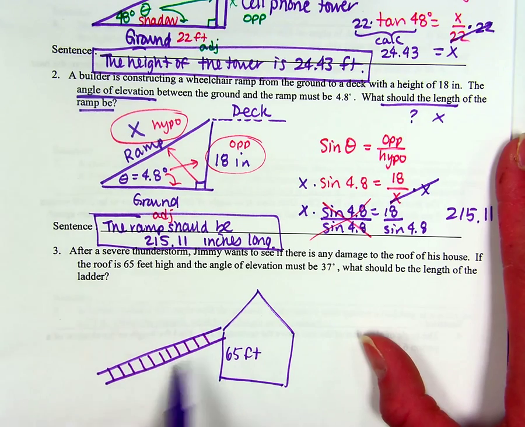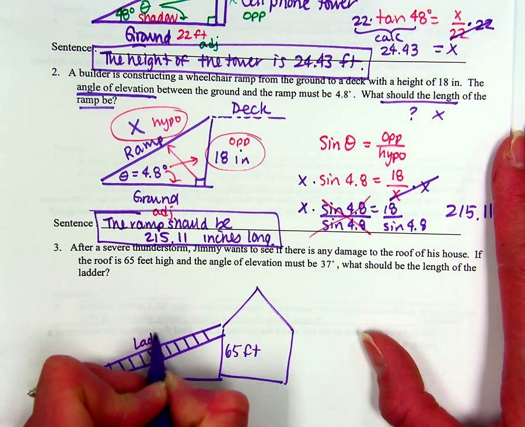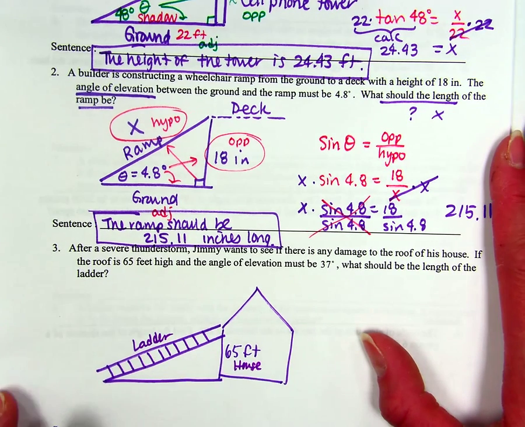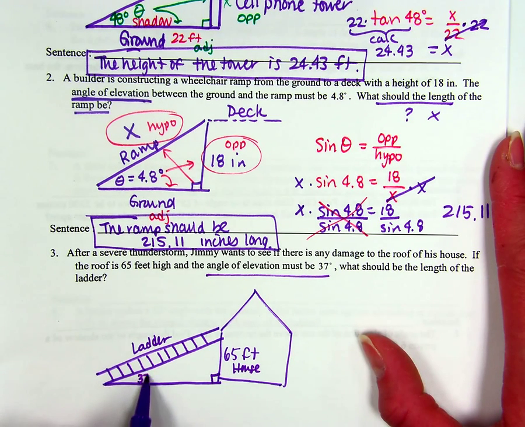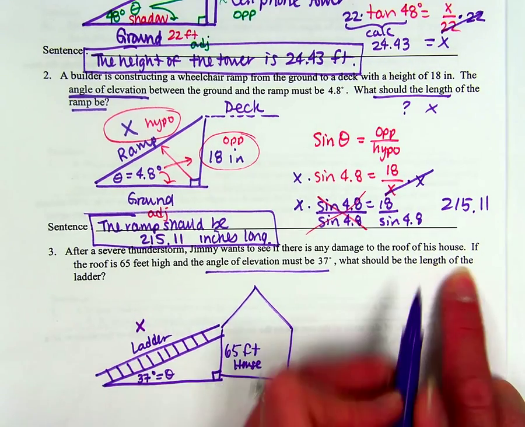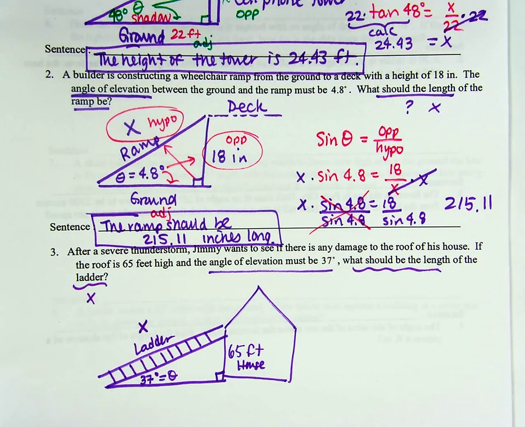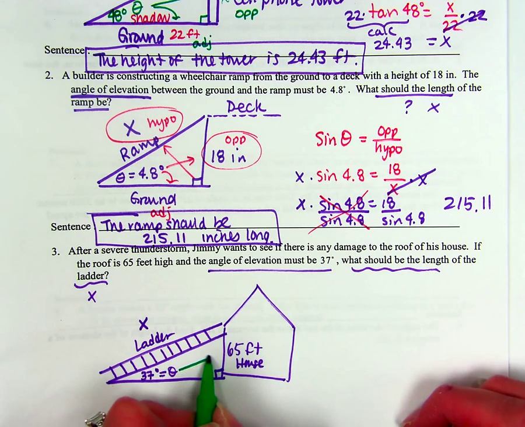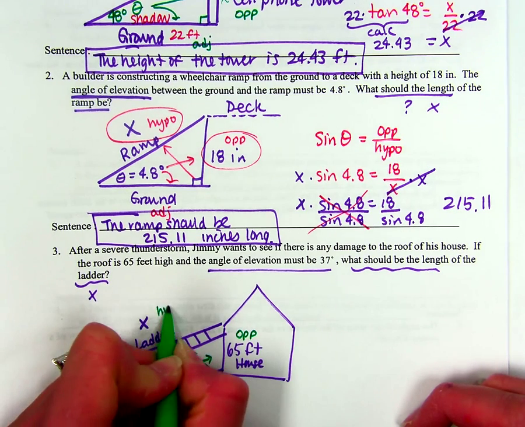All right, so you're always going to put your ladder on your diagonal, and the ladder goes from the ground up. Okay, so here's your ladder. Here's your house. There's your right angle, and it says the angle of elevation, that's from the ground up, that's 37 degrees. So I'm going to put theta right there. All right, what should be the length of the ladder? So that's what we're looking for. That's my x. All right, so next step is what is opposite, what's adjacent, and what's hypotenuse. So from here, here's your opposite. My adjacent is the ground, and my hypotenuse is across from my 90-degree angle.